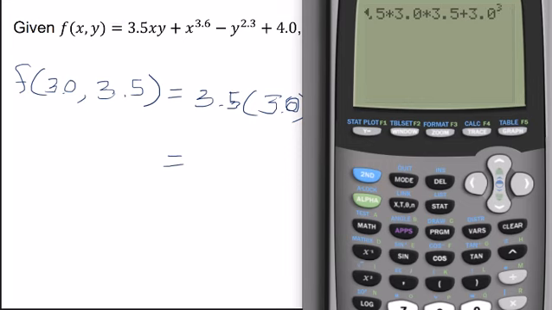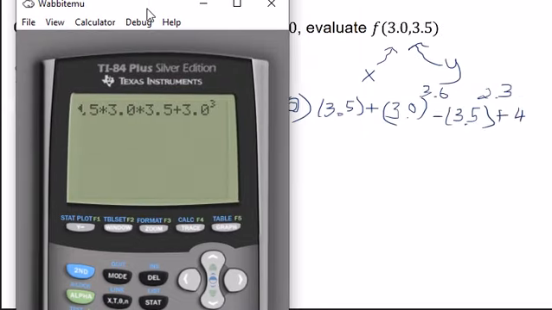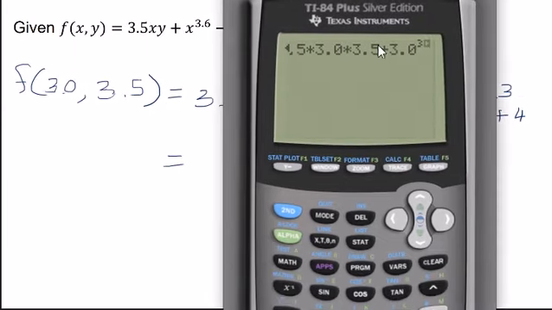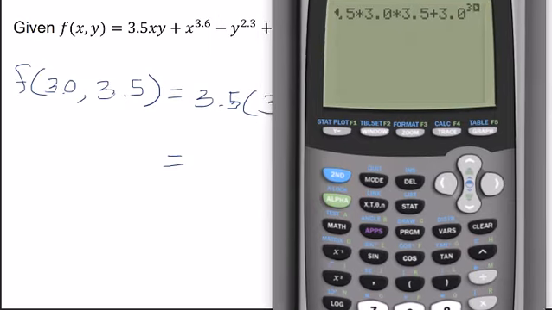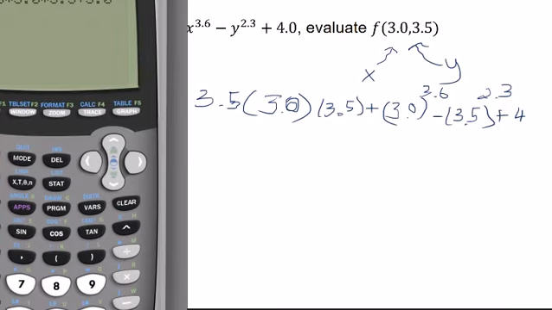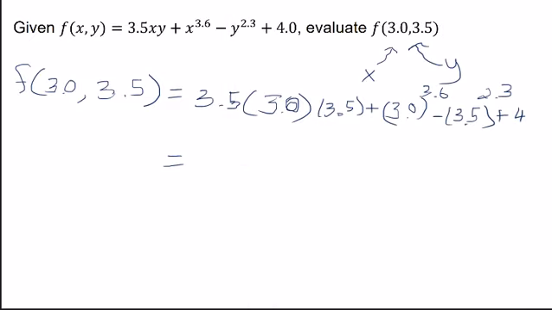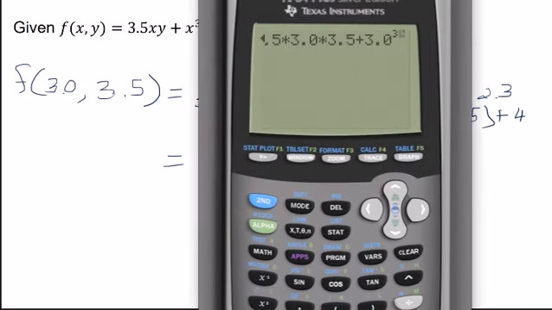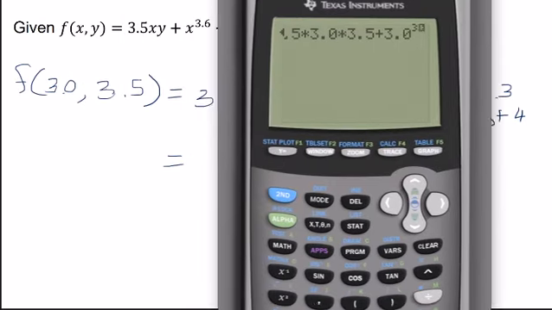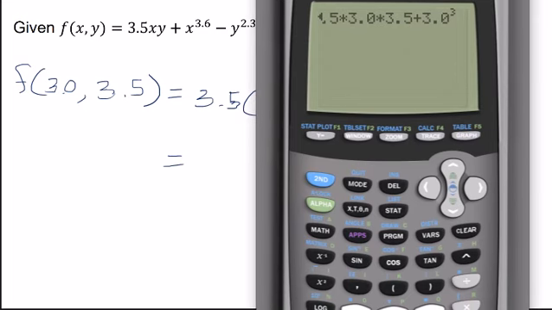Oh, no, is that 3.5 or 3.6? Let's see. That's 3.6, sorry. 3.6. It's not helping me today, so bear with me please. So 3.6, and I'll have to move the cursor down here, and this is only for the TI-84 Silver Edition.